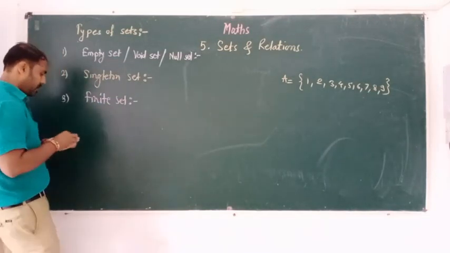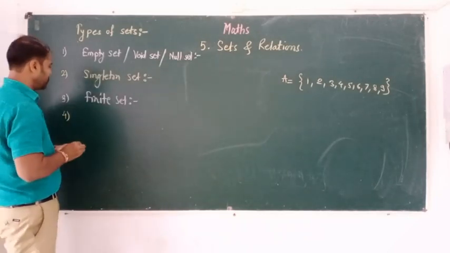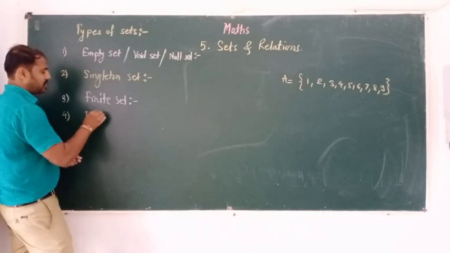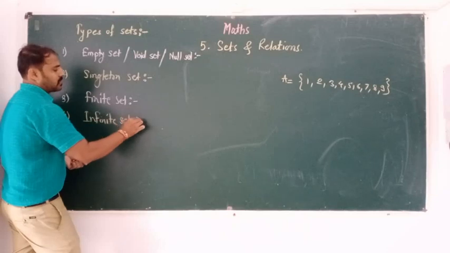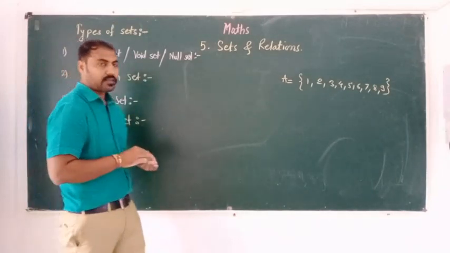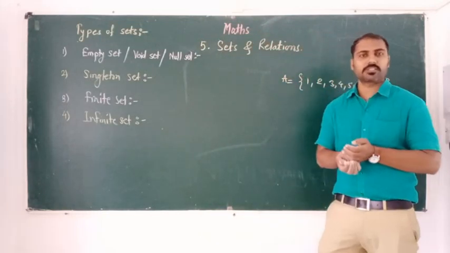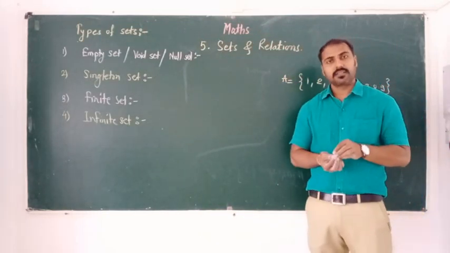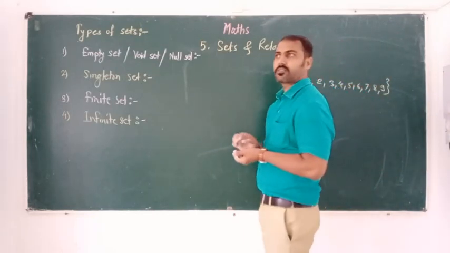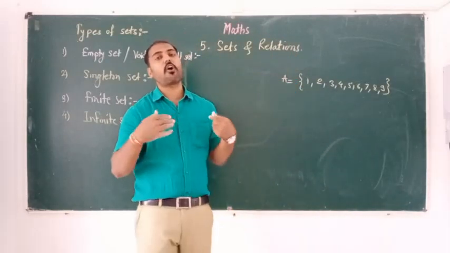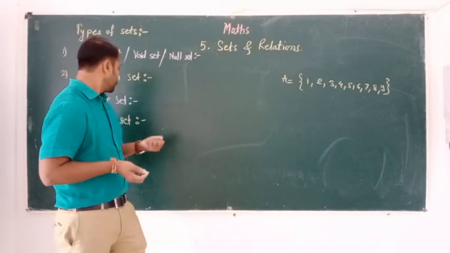Now the next type of set is the infinite set. What is meant by an infinite set? A set which is not finite is called an infinite set. Or a set which is not countable is called an infinite set.